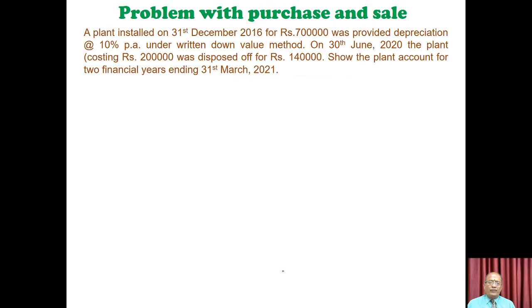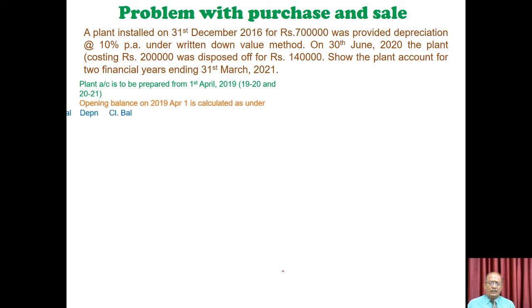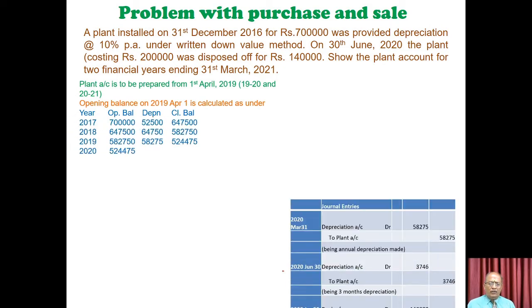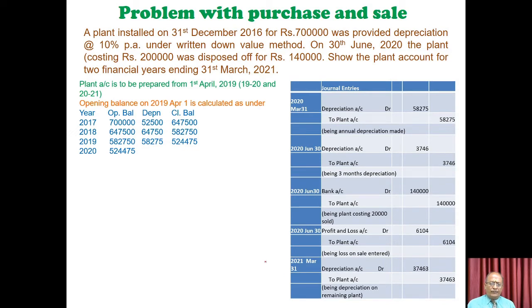Now, we will go to the purchase sales problem. The same problem, depreciation, here 2 years, 1920 and 2021. So opening balance onwards calculated as under. See, we have to do it individually for all the years, 17, 18, 19, 20. So for that, we have to work it out. So the asset is purchased on December 26, 10% per annum under reducing value method.